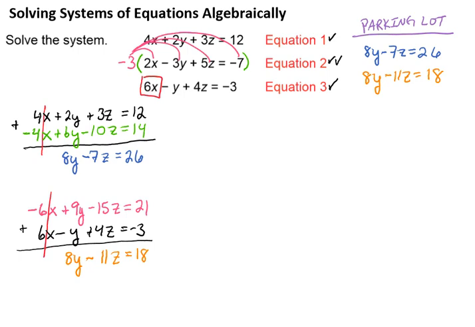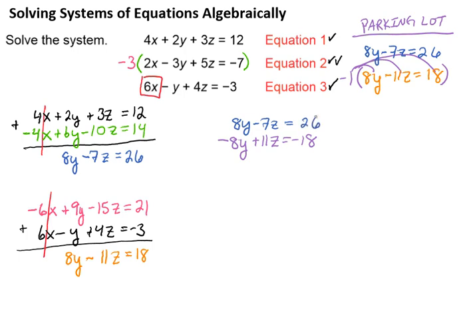So what we're going to do now is I'm going to multiply. Let me go ahead and I'm going to move these lines from before. I'm going to multiply everything in the bottom equation by a -1 there, right? So it's going to go to all three pieces. So that's going to give me a -8y plus 11z equals -18. And then I'm going to write down that first equation that we put into our parking lot that we didn't use yet. It's just sitting in the parking lot. And then from here, I'm going to add those together.